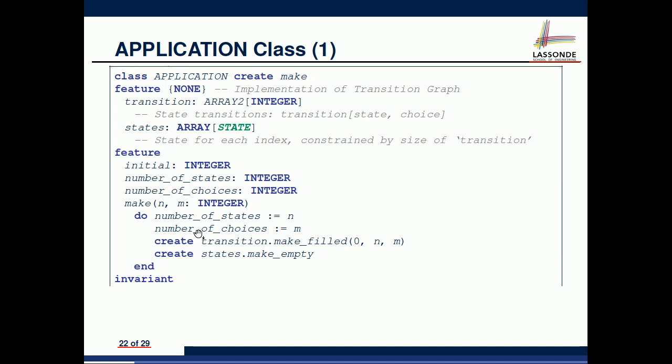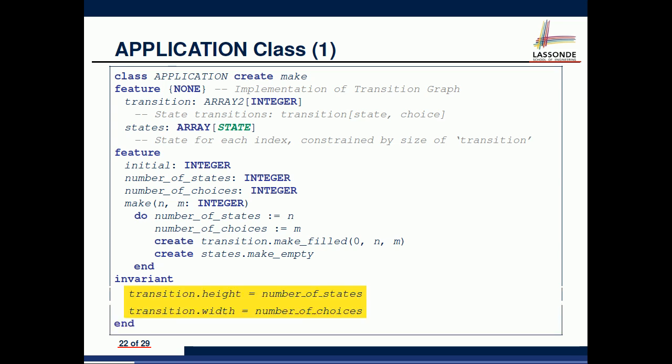What about the 2D array over here, transition? The number of rows for the transition should be equal to the number of states, and the number of columns should be the number of transitions, right? Okay, good. That's exactly what you're going to write. You can see invariants can be useful just in case you got things wrong. I should have also put states.count equals number of states.